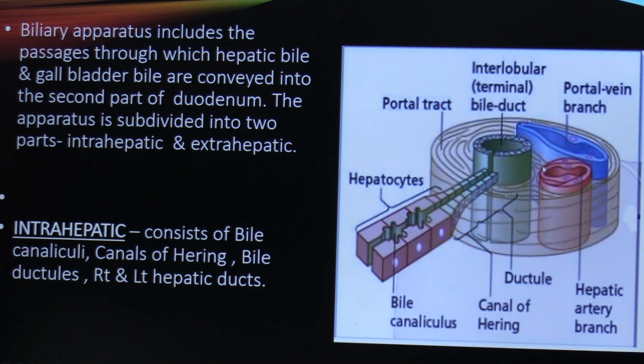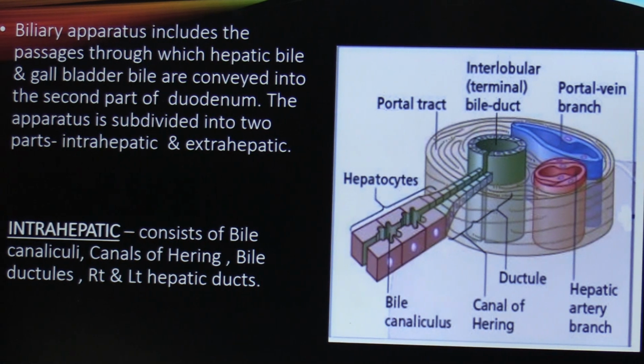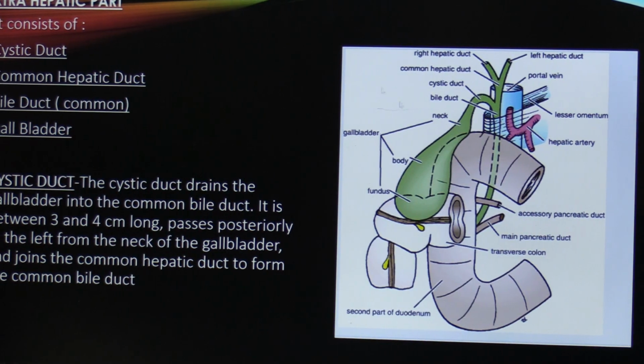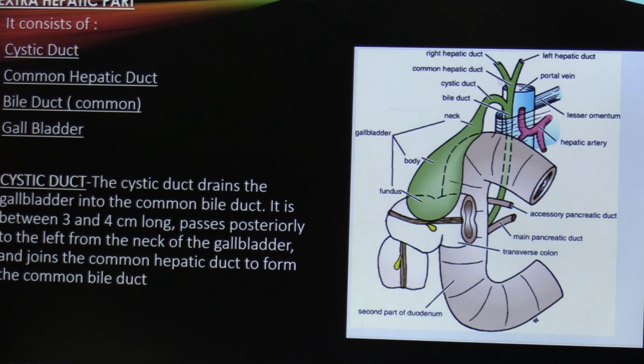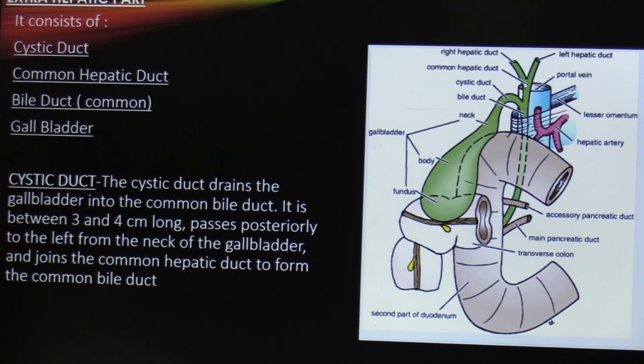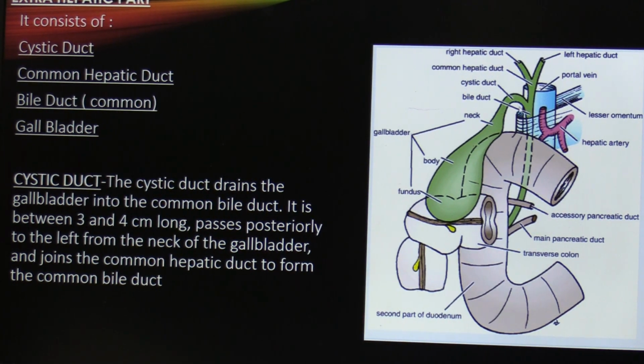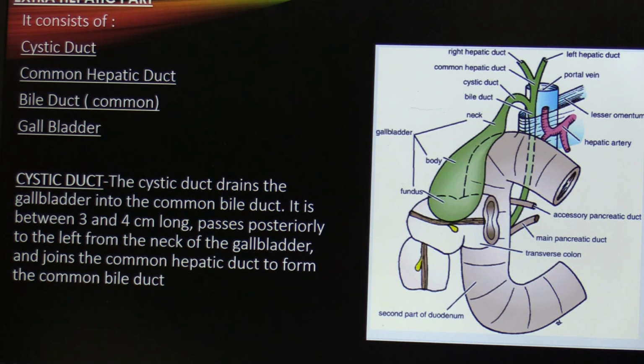The intrahepatic part, as you can see here, consists of bile canaliculi, canals of Herring, bile ductules, right and left hepatic ducts. Mainly we will be focusing today on the extrahepatic part. The extrahepatic part consists of cystic duct, which you can very well appreciate here, common hepatic duct and common bile duct, and this structure which is known as gallbladder.